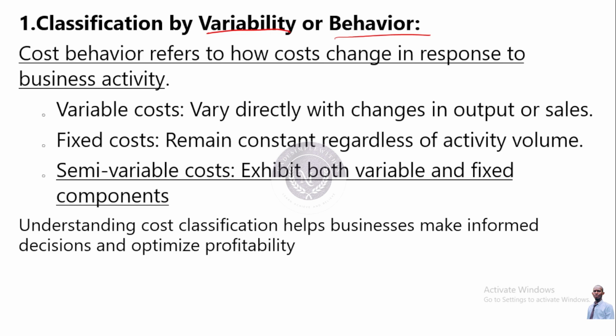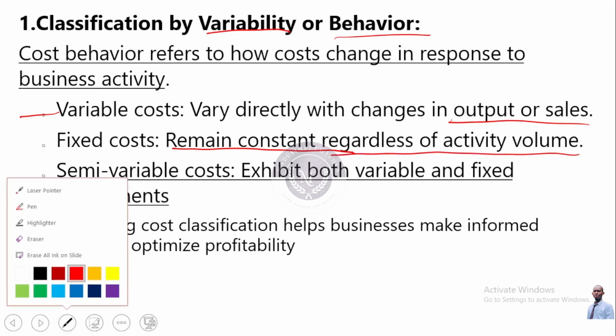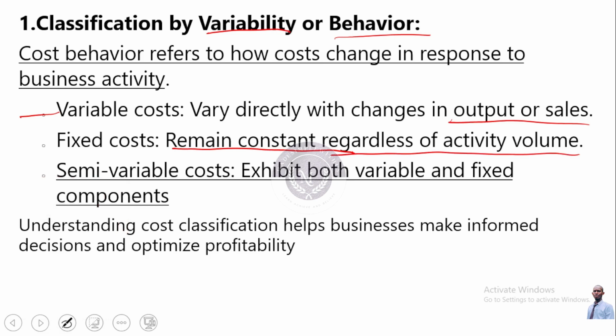First of all, we talk about variable cost. These are costs that change with the level of activity. Fixed costs are costs that remain constant regardless of the level of activity. Are we good? We are going to explain this in the next chapter.